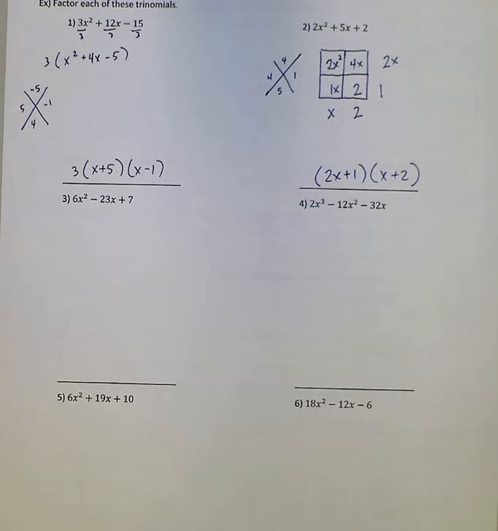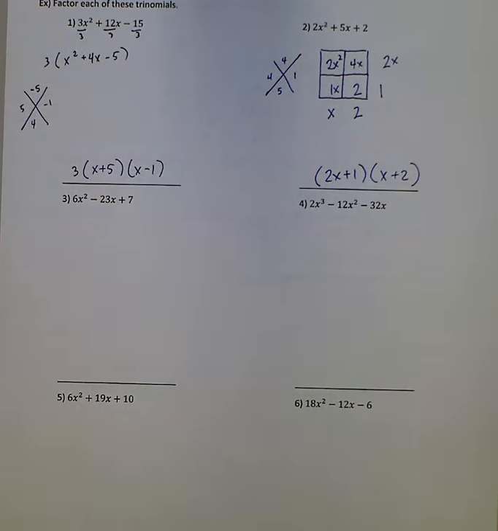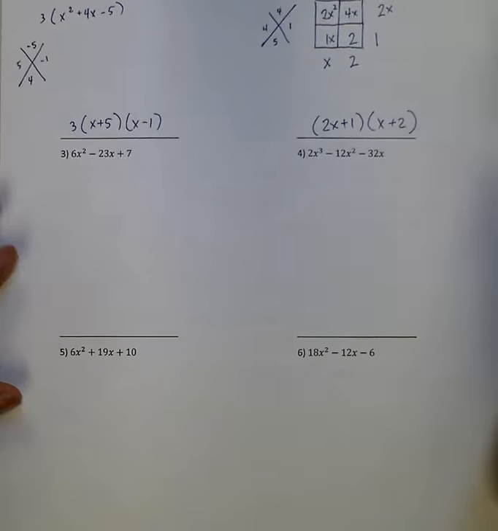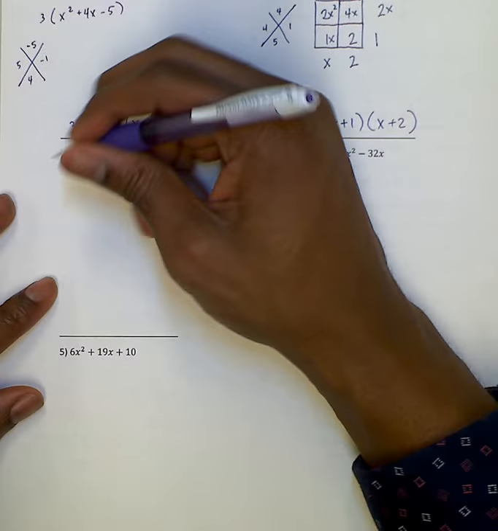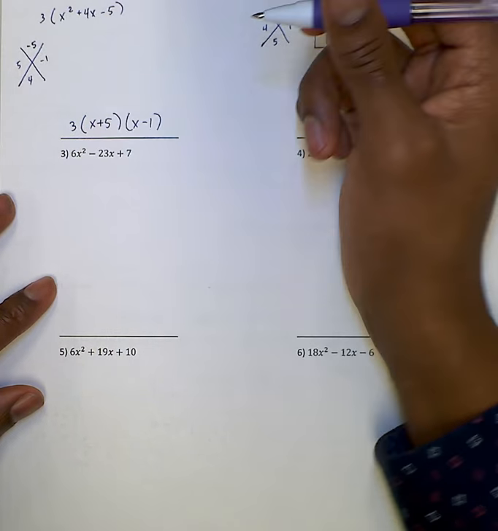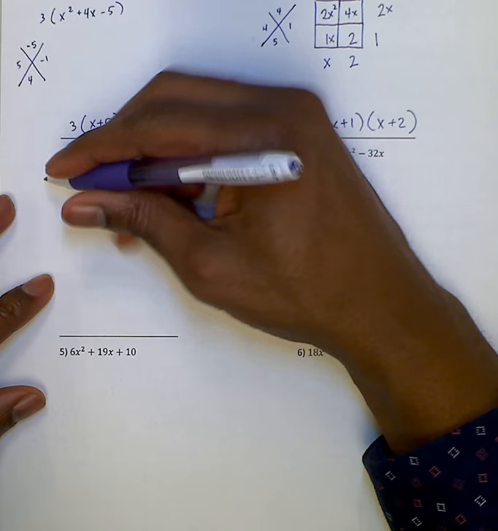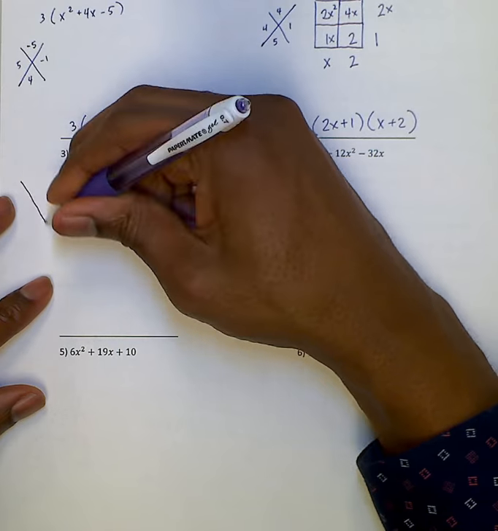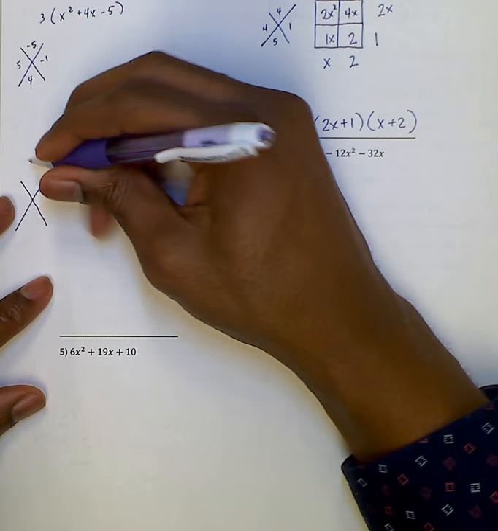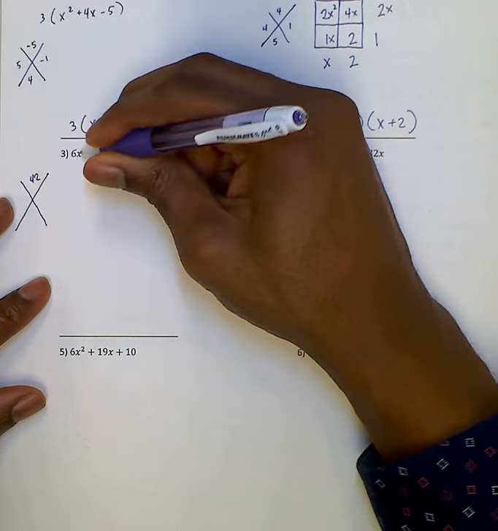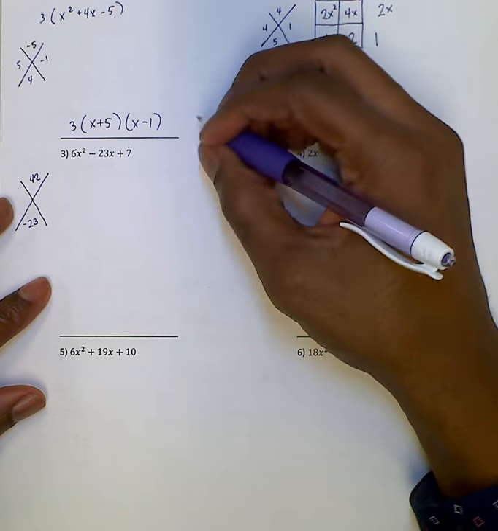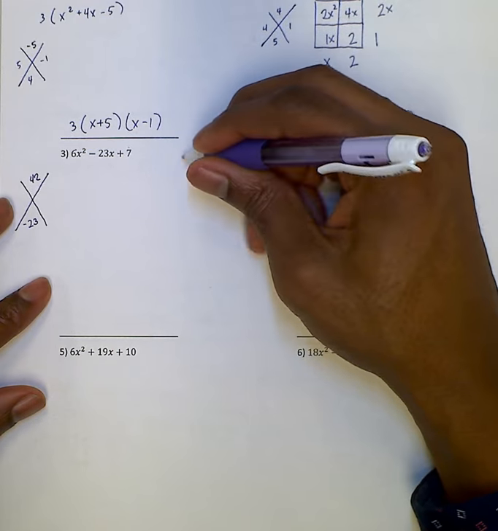Alright. If you want to pause and try these on your own before you come back and look at me do them, that's great. 6x squared minus 23x plus 7. Nothing goes into 6, 23, and 7, so there's no GCF here. So I'll start with my x box method. I'm looking for two numbers that multiply to give me 6 times 7, 42, and add to give me negative 23. I think I know what it is, but I'll show the table anyway.